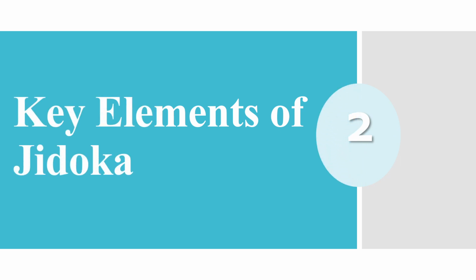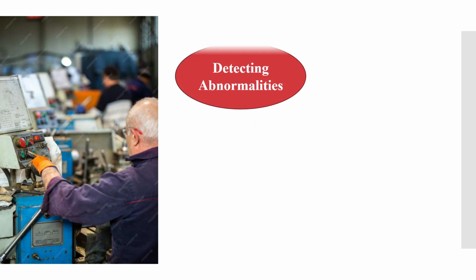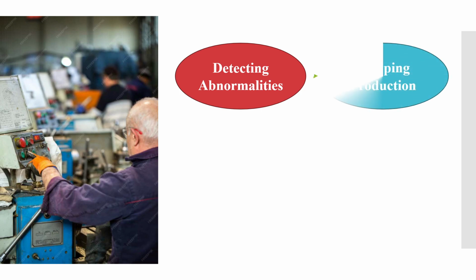Now next, let us understand the key elements of Jidoka. Key elements are nothing but the process of Jidoka, how we have to implement the Jidoka. So the first step is detecting abnormalities. First we have to detect what are the abnormalities or what are the defects that are occurring again and again. Then we have to stop the production.